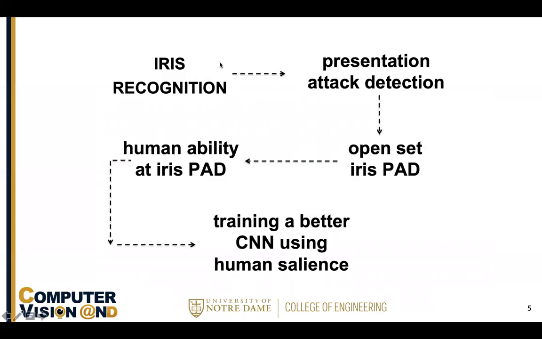Okay, I'm going to say a few words about iris recognition in general, and then I'm going to, for my part, move on to presentation attack detection, open set iris presentation attack detection, human ability at iris presentation attack detection, and then to the main topic for the tutorial, training a better CNN using human salience. We will take a break in my particular personal presentation and switch out with a colleague in between iris recognition and presentation attack detection.